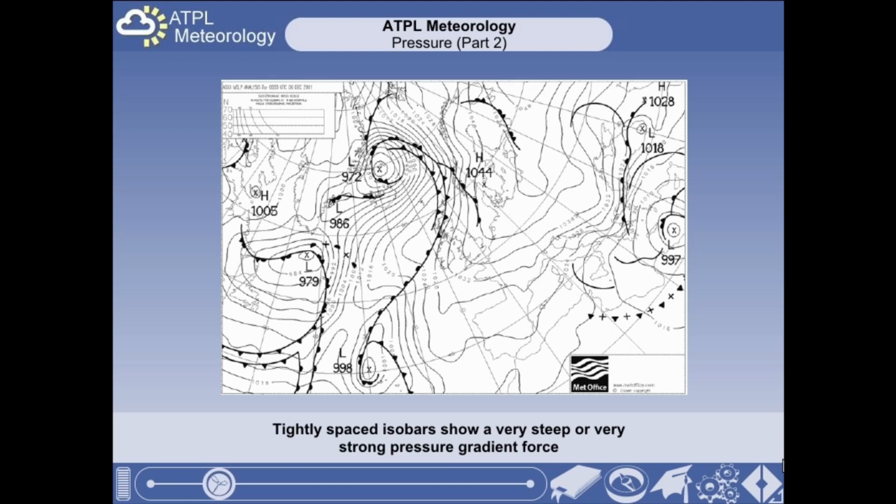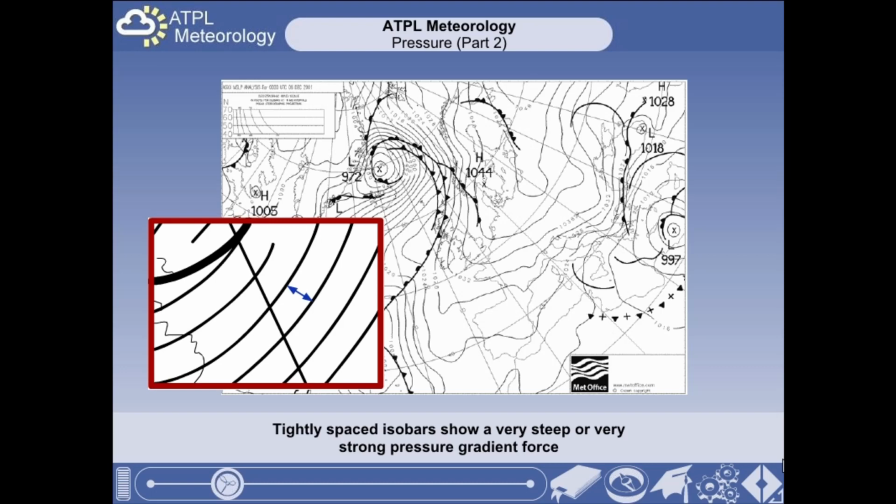This relationship is very similar to contours on a map. The spacing of contours on a map tells us information on the gradient of the land where mountains and valleys are located. We know that tightly spaced contours show a very steep gradient or slope. Similarly, isobar spacing shows the pressure gradient.